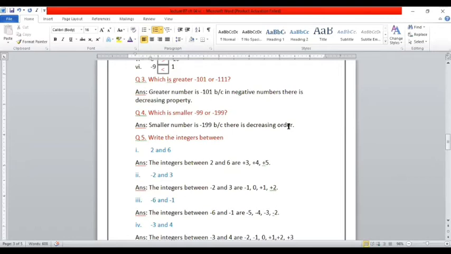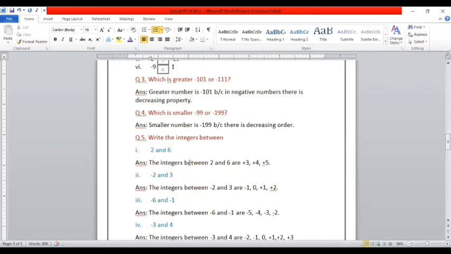Dear students, here we are again in question number 5. Write the integers between 2 and 6. The numbers which are between: after 2 there's 3, after 3 there's 4, after 4 there's 5, and these 2 and 6 will not be taken in the answer, because we are asked for the numbers between 2 and 6.